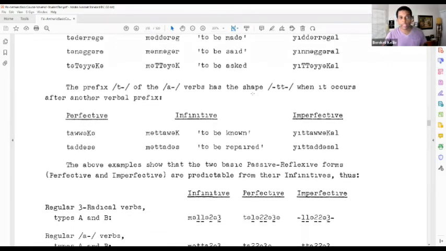And the t prefix of the verbs is also doubled after another prefix. So here in the table, in the perfective form, you have tawaka. Then when you go to the infinitive, where you have the m prefix, that t is doubled up: matawak, yatawakal. Tadasa, perfective form there. Then you change the prefix to ma, and you double up that consonant: matadas, yatadasal.